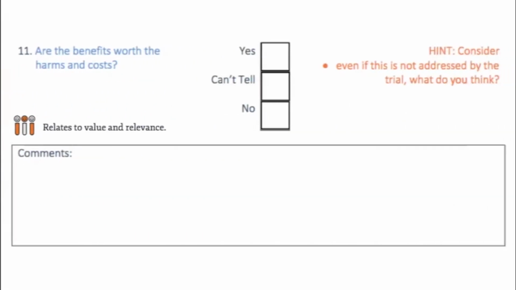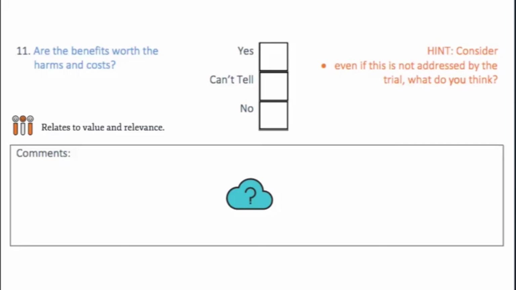This final question is, again, really up to you, to make a judgment as to whether you think the benefits of the intervention are worth the harm and the costs. What would you think, based on a critical reading of the evidence and the conclusions drawn from this RCT?